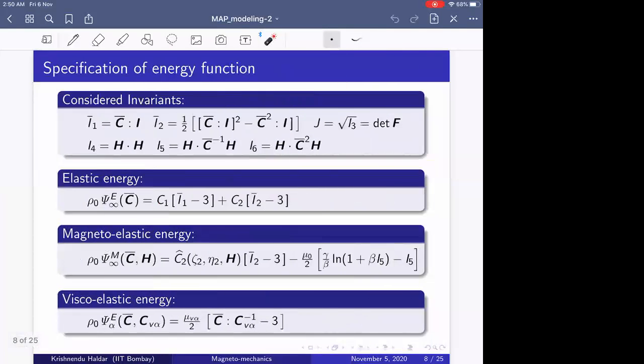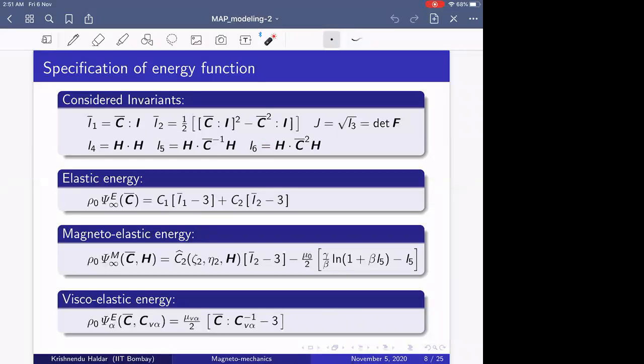Okay, now we have everything in terms of functional form. So what type of function can we select to represent these MAP responses? These are the invariants we are playing with: I1, I2, I3, or J here, root over I3, which is standard. And we are introducing I4, I5, I6, where I4 is a pure magnetic invariant, and I5 and I6 are the invariants coupling with this kinematic quantity C bar. So we will try to have our explicit energy functional form with these invariants.